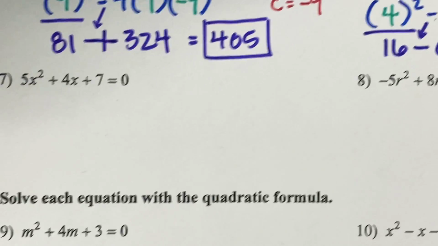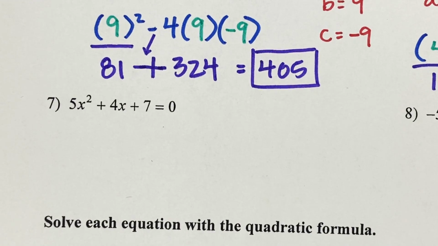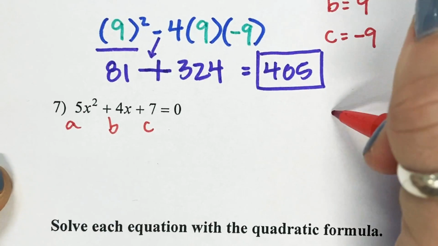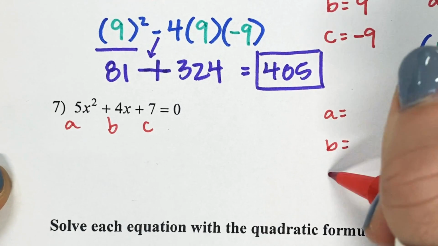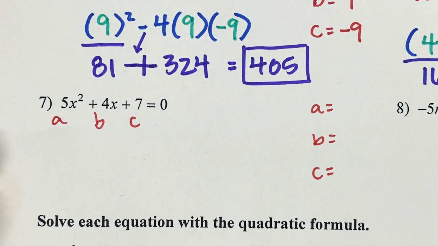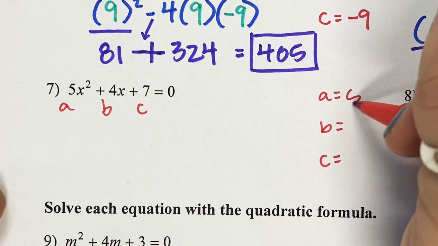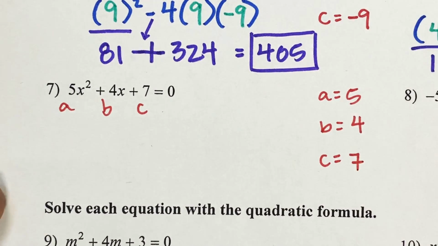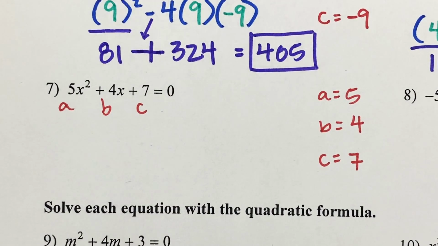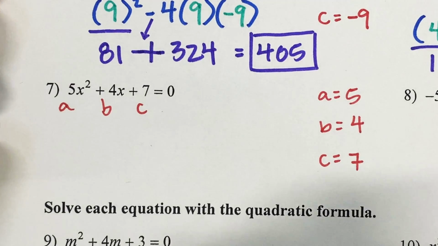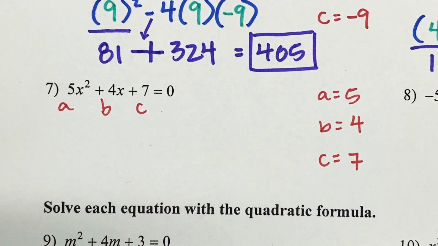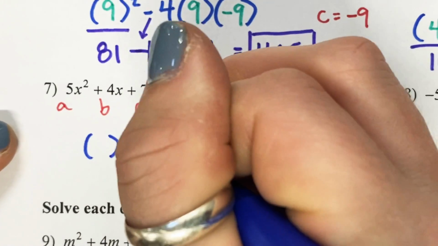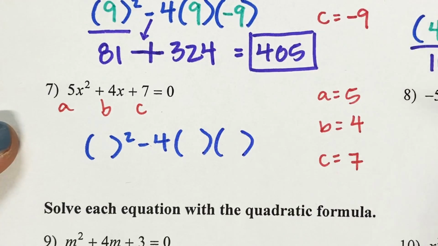Okay, so let's go ahead and zoom in on number 7. So we're going to do the same thing, identify our A, our B, and our C. So A, B, and C. Okay, so my A is 5, my B is 4, and my C is 7. Okay, so now that I know my A, my B, and my C, I can plug it into my formula. So I have B squared minus 4 times A times C.